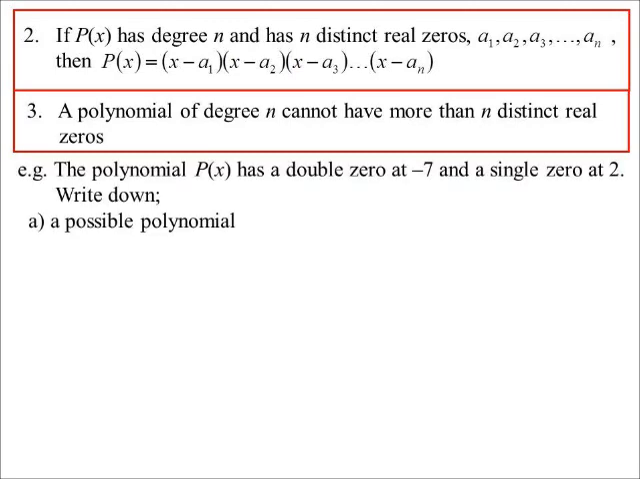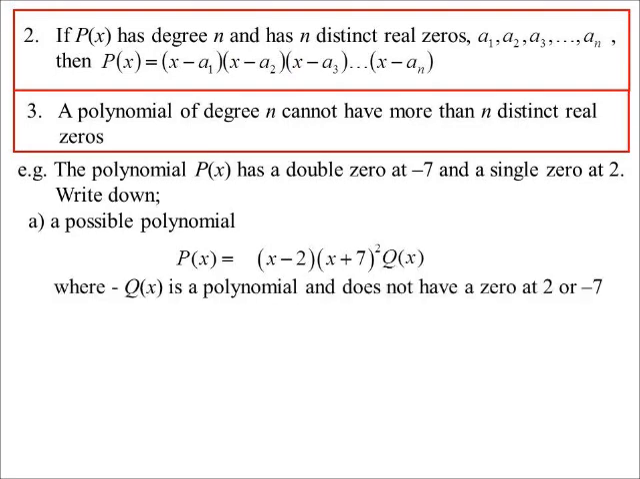So we now know for this polynomial, double 0 at negative 7. So 2 of the zeros are negative 7. A single 0 at 2, write down a possible polynomial. Now when they say a possible, what they're really meaning, I think, is a general sort of a polynomial that will cover every possible case. So we know x minus 2 must be a factor, and we know x plus 7 squared must be a factor. Well, what else could happen?